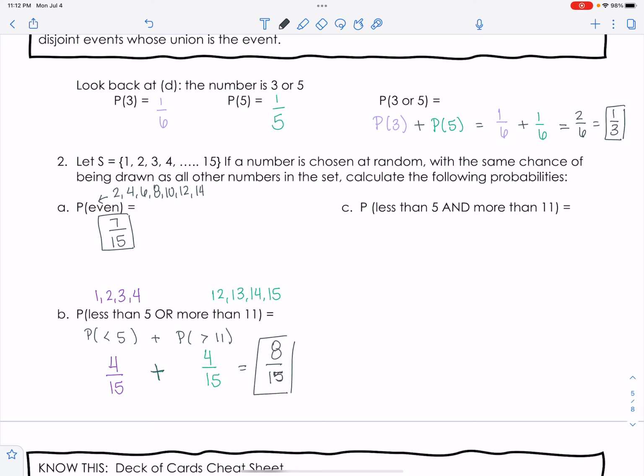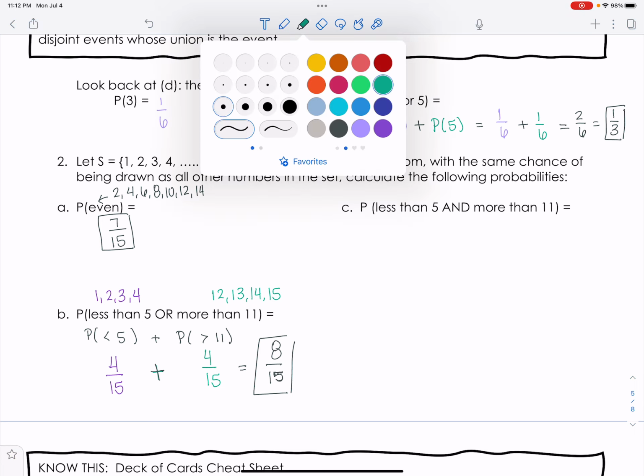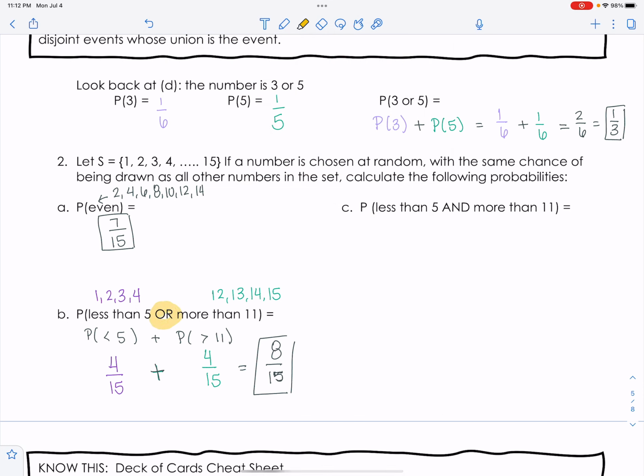And then the last one with this example, the probability is less than 5 and more than 11. So this one's different. That one said or. So we're going to go back now and highlight that. This says the probability of one or the other happening. And they both have to be true.